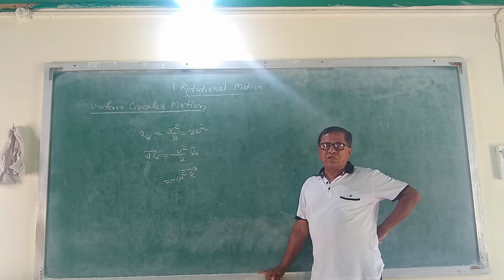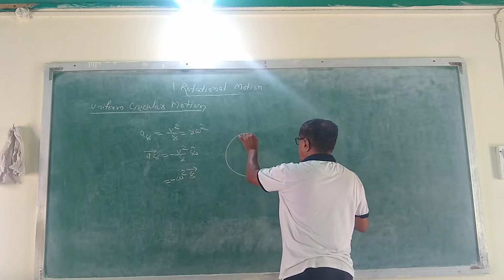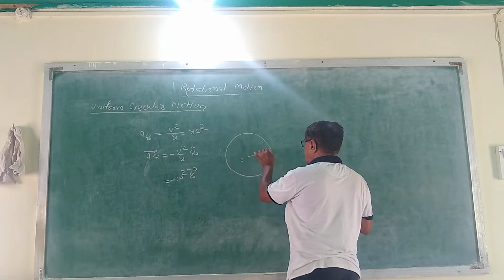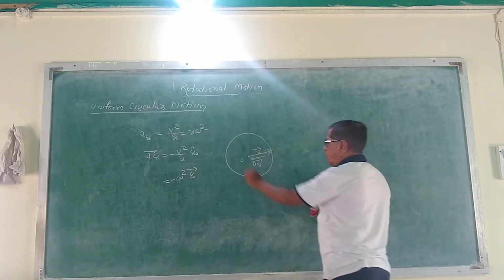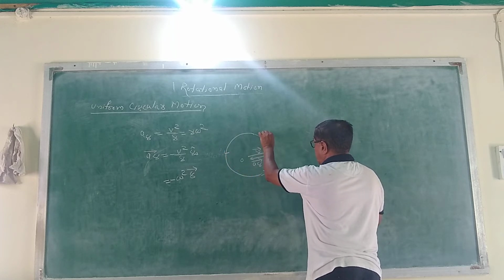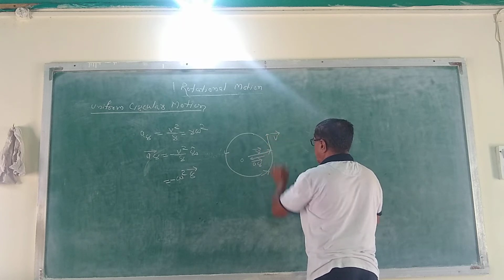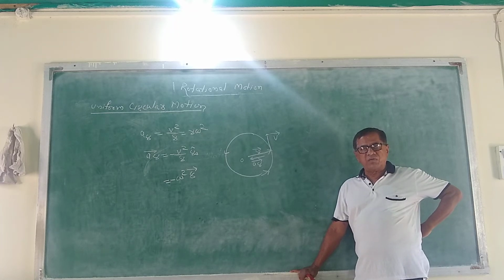In this case, the velocity at a point in the circular motion: suppose this is the circular motion, this is the center, this is the direction of the radius vector, and this is the direction of the centripetal acceleration a_r bar. Now the velocity at a point is given by the tangent drawn at that point. This is the direction of the velocity, v bar. The v bar is perpendicular to the radius vector, that is, velocity is along the tangent.